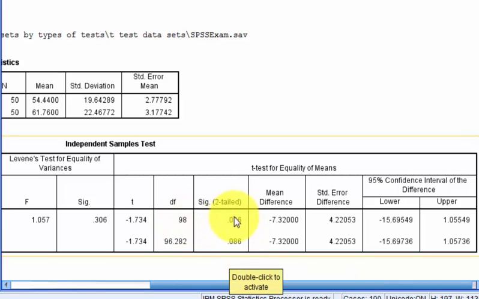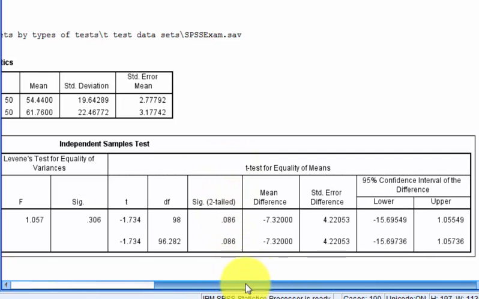And the sig value is 0.086, but it's a two-tailed. So if we didn't care who scored higher, this would be your answer, and there would be no significance. But if this was a one-tail, for example if we expected Sussex to score higher, we would have to divide this by 2, and there would be a significant difference. So I need you to know that as well.